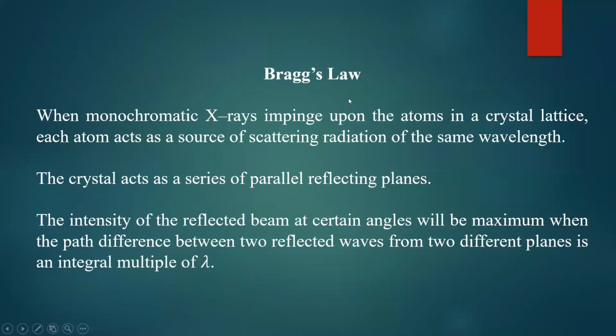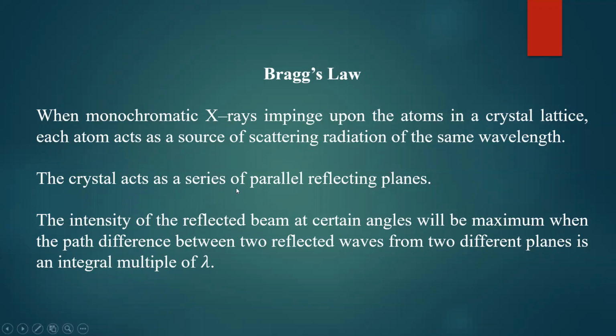Basically, Bragg's law is defined using the diffraction of X-rays because of the crystal planes. When monochromatic X-rays impinge upon the atoms in the crystal lattice, each atom acts like a source of scattering of radiation of the same wavelength. These X-rays are scattered by the crystal planes, and these crystal planes are observed to produce a diffraction. Basically, the wavelength of X-ray is equivalent to the lattice constant of the crystal. Lattice constants of crystals are in the range of angstroms, and the wavelength of the X-ray is also in the range of angstroms. Therefore, the diffraction of X-ray can be observed.